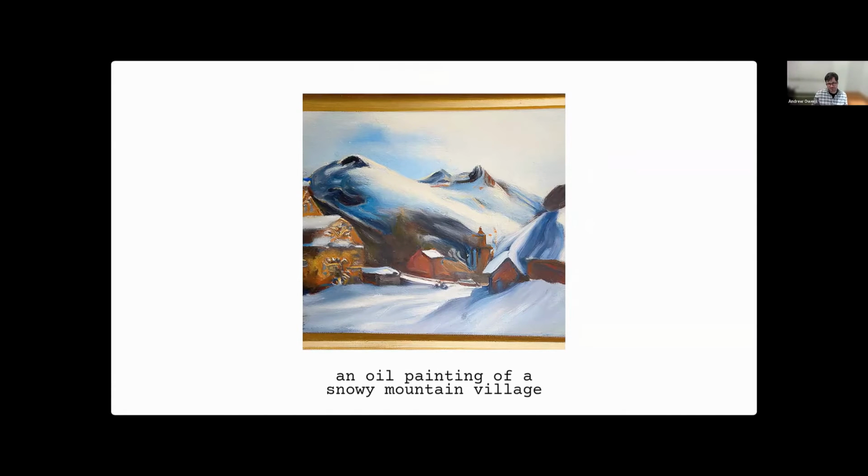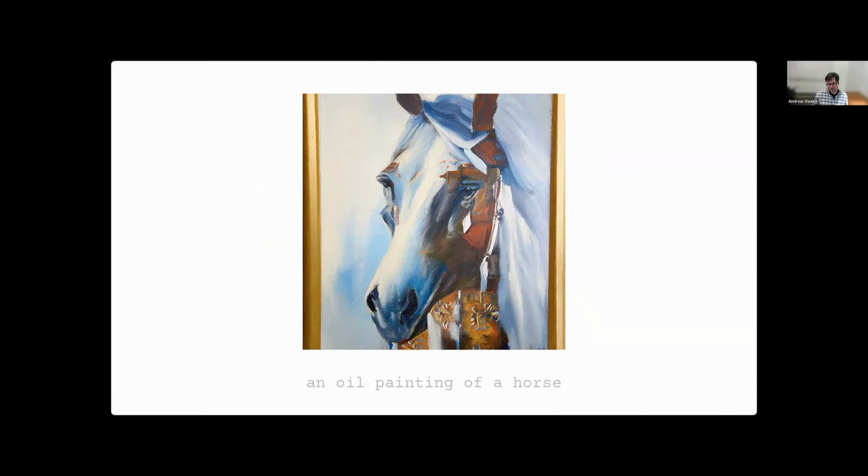Another one, oil painting, a snowy mountain village, and rotated. It looks like an oil painting of a horse. For those who don't see it, the eyes of the horse are here. The snout of the horse is here, and so on.